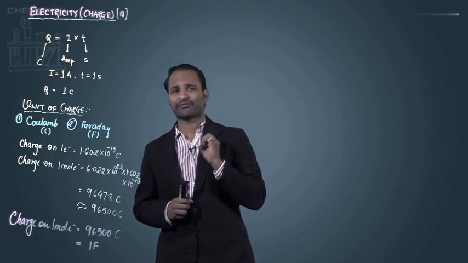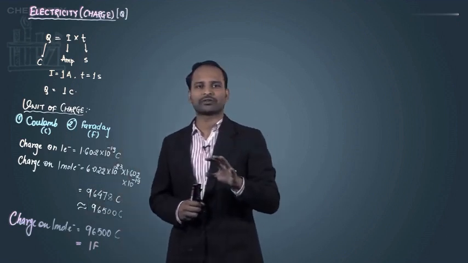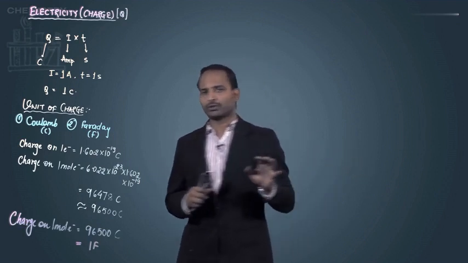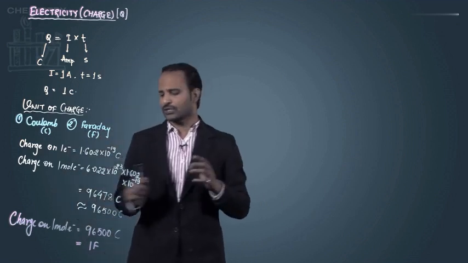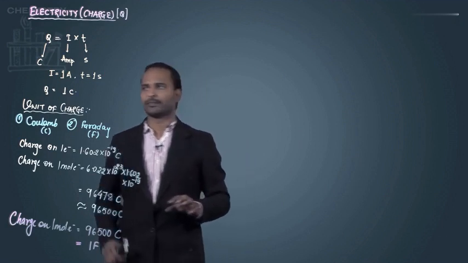Or if I am passing 5 Faraday of electricity, it means during the electrolysis the 5 moles of electrons have been gained or lost at a respective electrode. So the number of moles of electrons gained or lost is always equal to the number of Faraday of electricity which is passed through the cell.